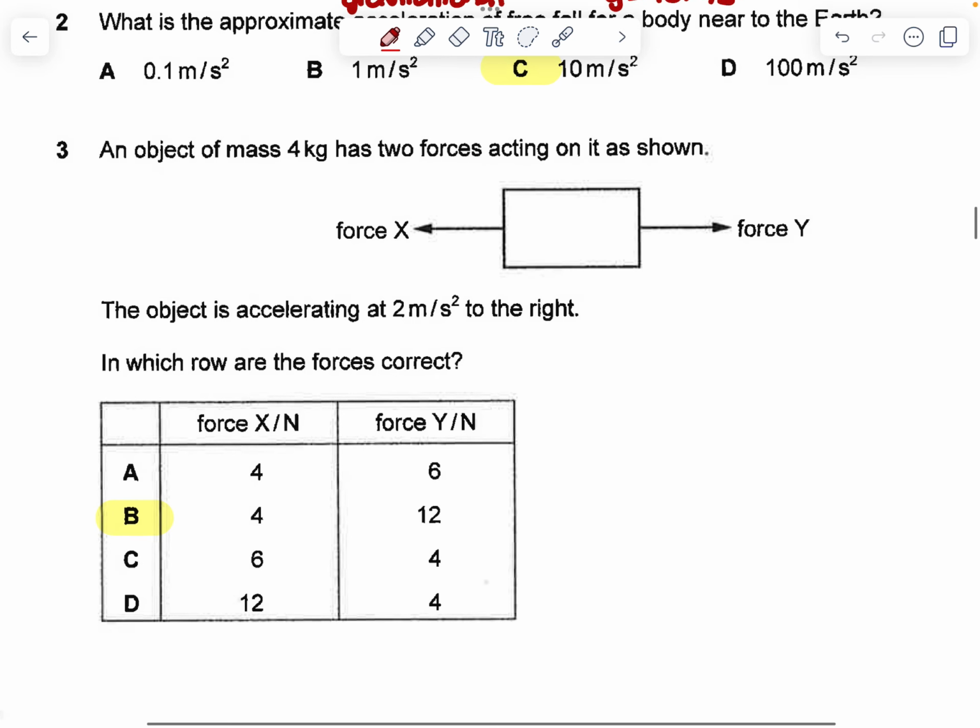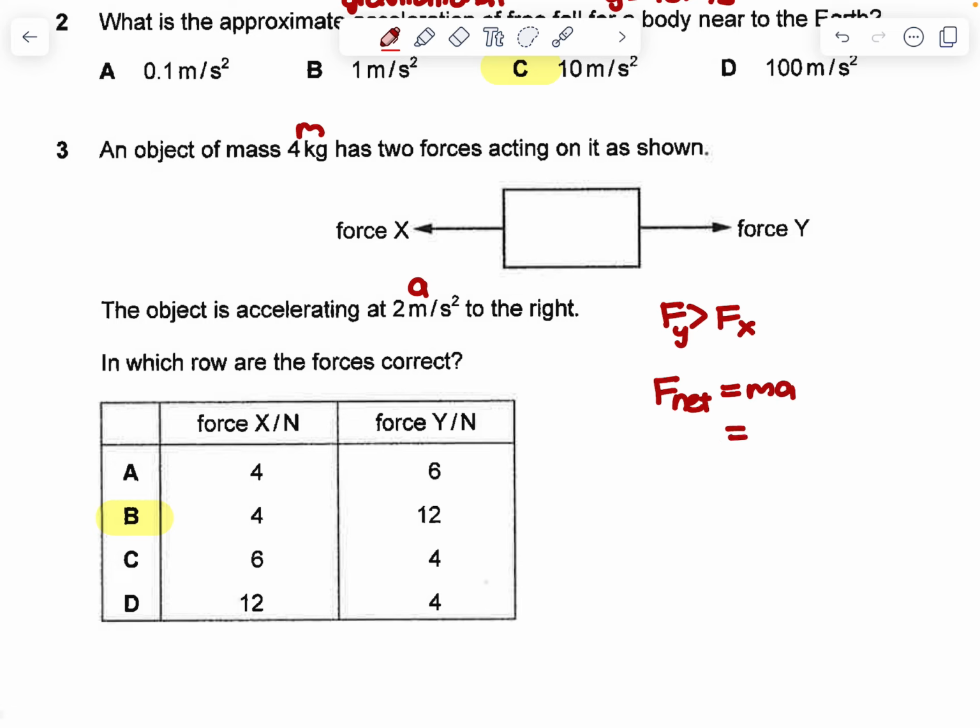Question 3. An object of mass 4 kg has two forces acting on it as shown. The object is accelerating at 2 meters per second squared to the right, which means force Y is definitely greater than force X. Using the formula F net equals m a, we know the mass is 4 kg, acceleration is 2. We get 8 newtons to the right.